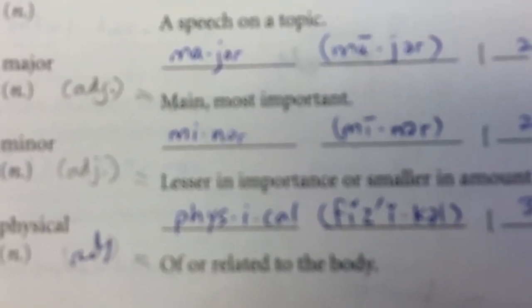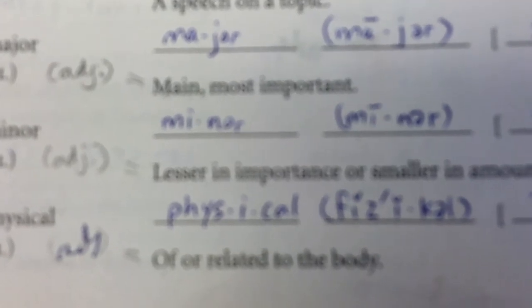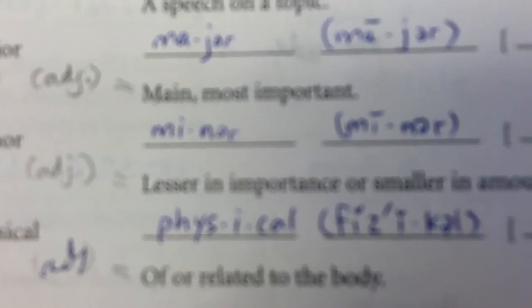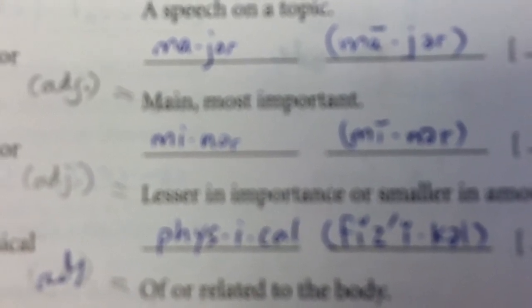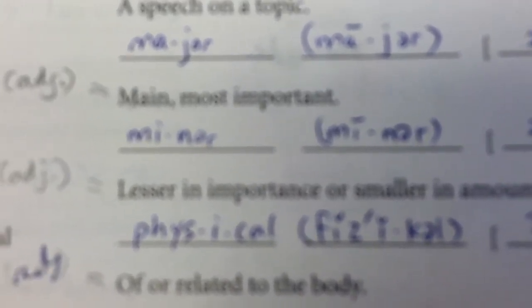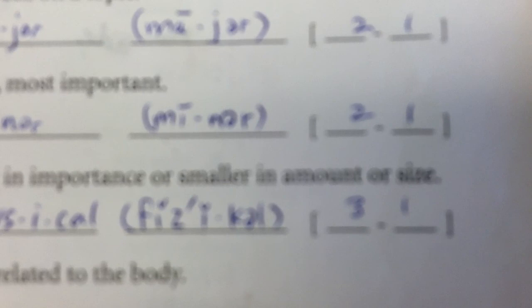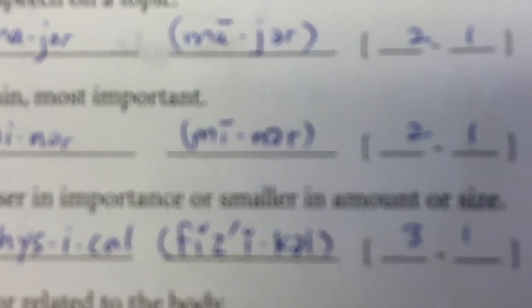P-H-Y-S dot. Oh, actually, there is two. I'm wrong. You're right. Two dots, three syllables. So P-H-Y-S dot I dot C-A-L. Physical. Two dots, right. Three syllables. The syllable stress code is? 3-1. Right. So physical information, physical movement, physical response. The noun is, I'm going to the doctor for my annual physical, meaning an examination. So it can also be a noun.